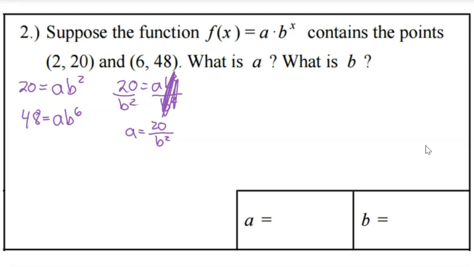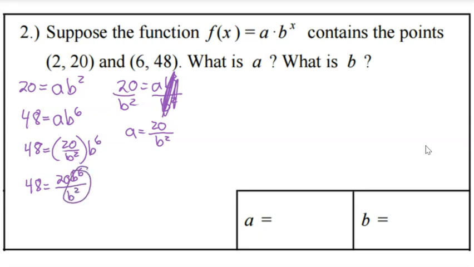Now what we're going to do is take what a is equal to, 20 over b squared, and put it in place of a in this other one. So we'll have 48 equals a, which is 20 over b squared. So 48 equals 20 over b squared times b to the 6th power. Now we can put the b to the 6th power in the numerator with this 20. So we'll have 48 is equal to 20 b to the 6th power over b squared.